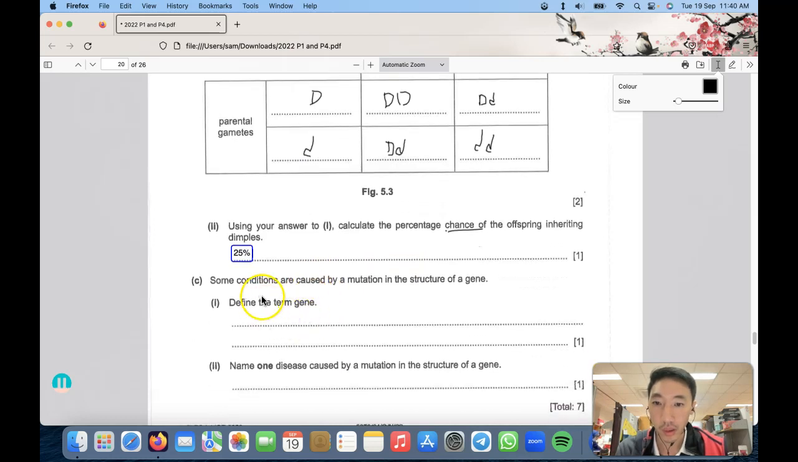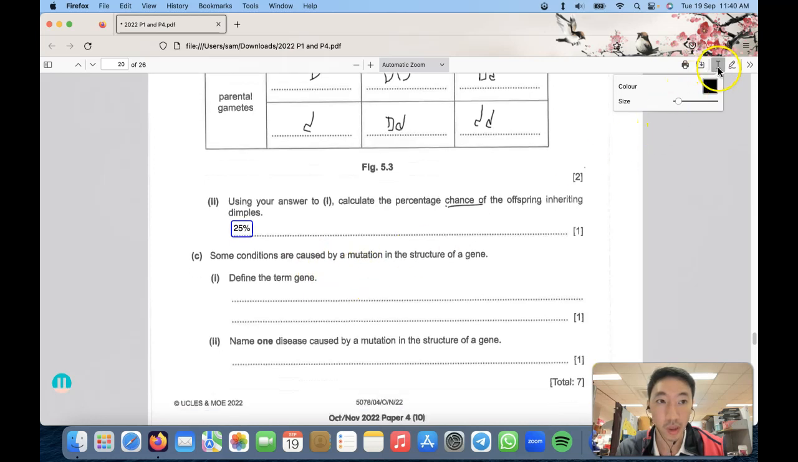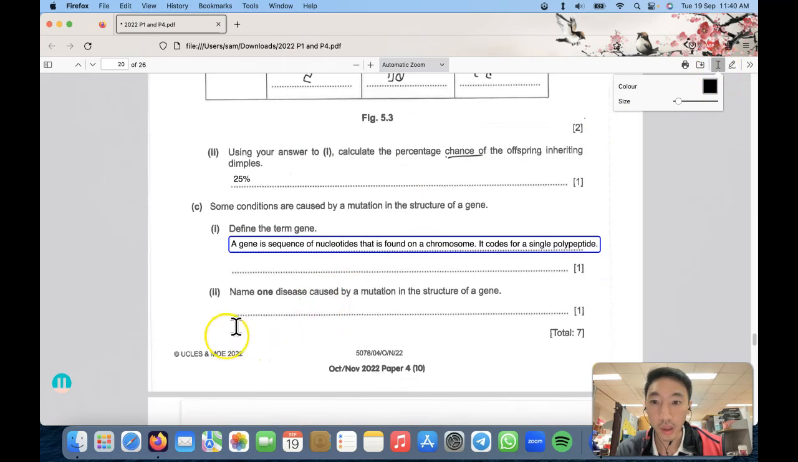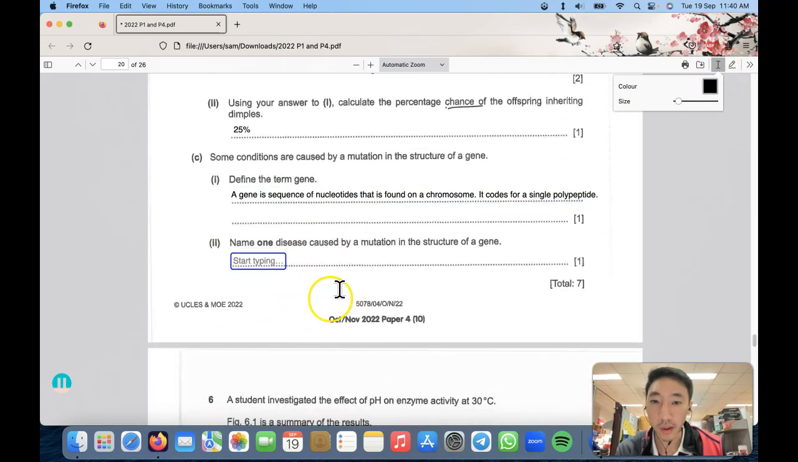Okay, what are the conditions caused? Some conditions are caused by mutation in the structure of a gene. Okay, so define the term gene. A gene is a sequence of nucleotides that is found on a chromosome. It codes for a single polypeptide. Okay, then one disease caused by a mutation in the structure of a gene. Okay, so there are two types of mutations. One is the number, which is Down syndrome. Then the structure will be sickle cell anemia.